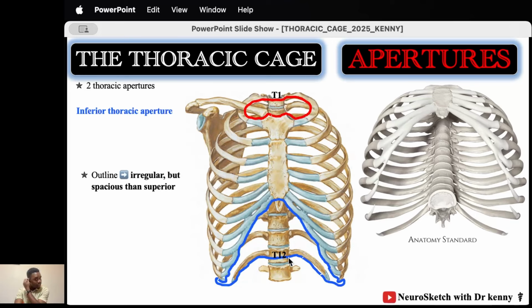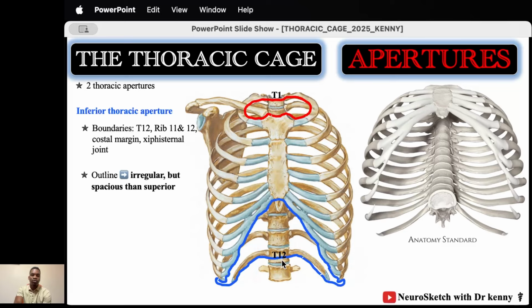So what are the boundaries of the inferior thoracic aperture? Posteriorly by the T12 vertebra, and as you're moving laterally by rib 12. After rib 12 you encounter rib 11, and from rib 11 you go to the costal margin, the fusion of the lowest costal cartilages to rib number 7, and anteriorly by the xiphoid process, and then you go in a similar fashion. So those are the boundaries of the inferior thoracic aperture.